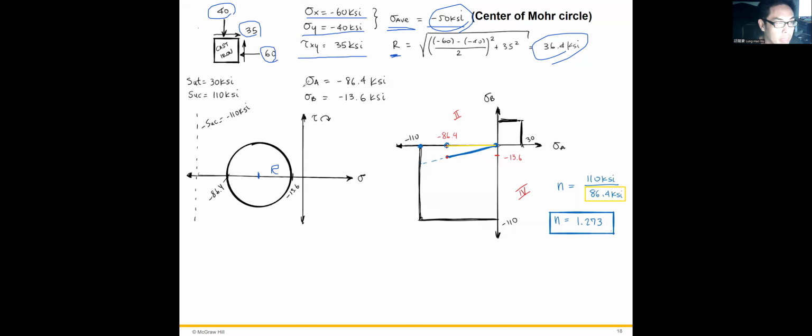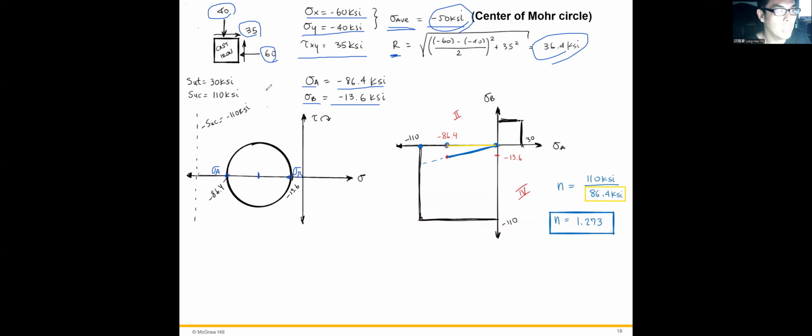Therefore, we can find sigma A and sigma B. The maximum normal stress, sigma A, equals minus 86.4, and sigma B equals minus 13.6 KSI, right? Therefore, we get sigma A and sigma B here. Well, I think it's not quite difficult, right?